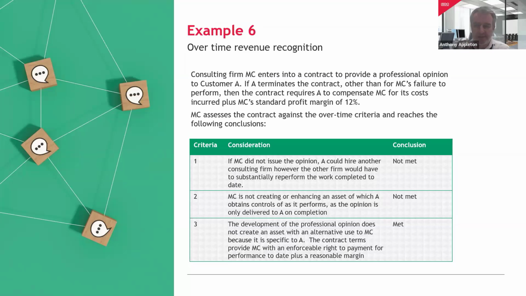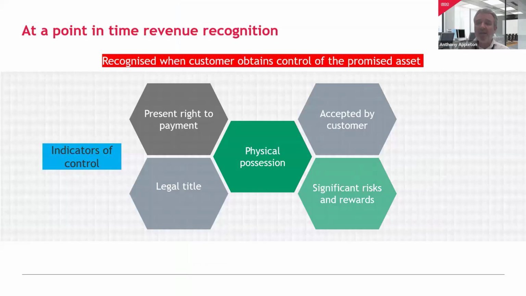But what about when it's not? As I said, the way that standard works is run these tests, and if it passes, it's over time. If it fails, it defaults to point in time. So on to the next slide, please. When do we recognise it at a point in time? Well, it's always about when the customer has obtained control of that promise, of that performance obligation. When have we satisfied that individual performance obligation fully?